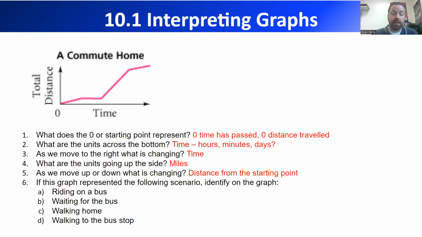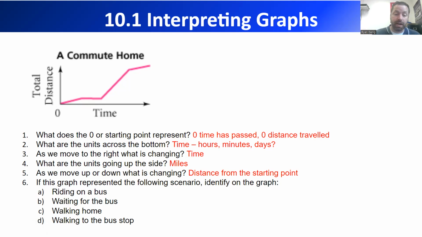So we're going to take a look at riding a bus. Let's say we're riding the bus home, okay? A is riding on a bus, B is waiting for the bus, C is walking home, and D is walking to the bus stop. Pause the video and see if you can label those 4 points on the graph.